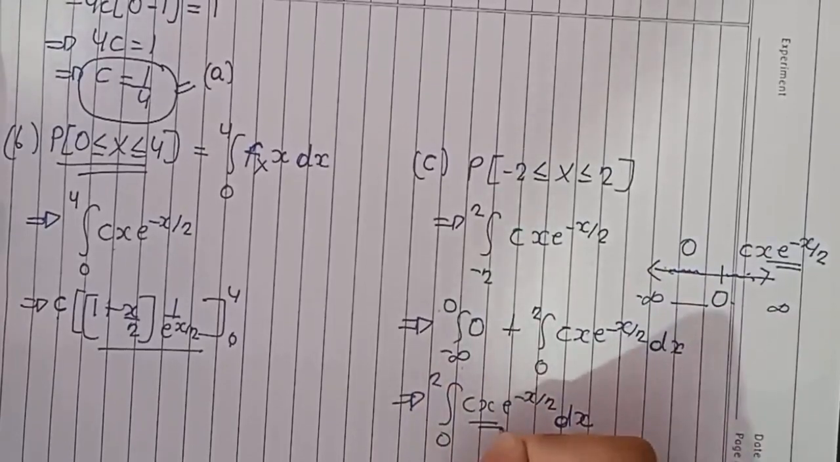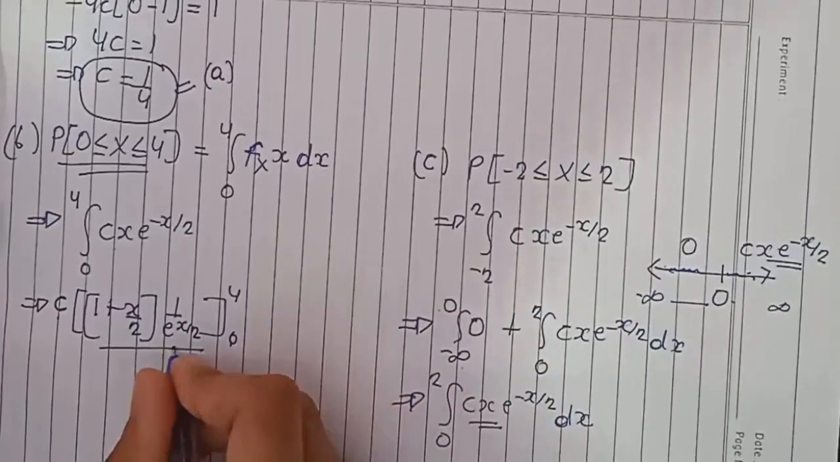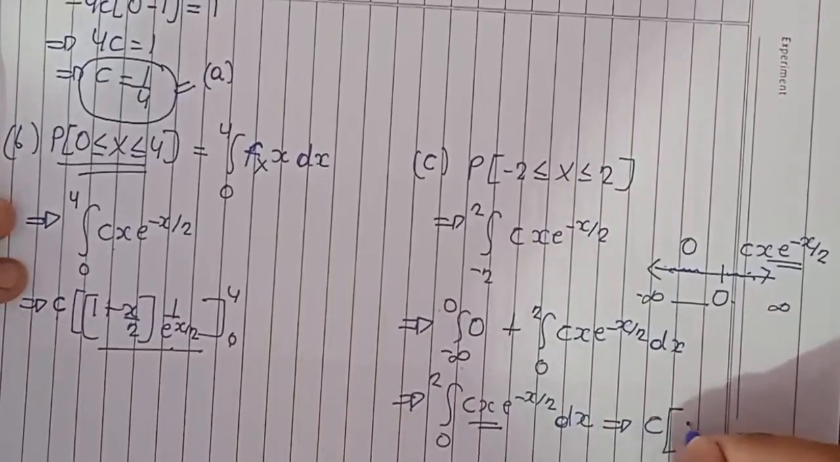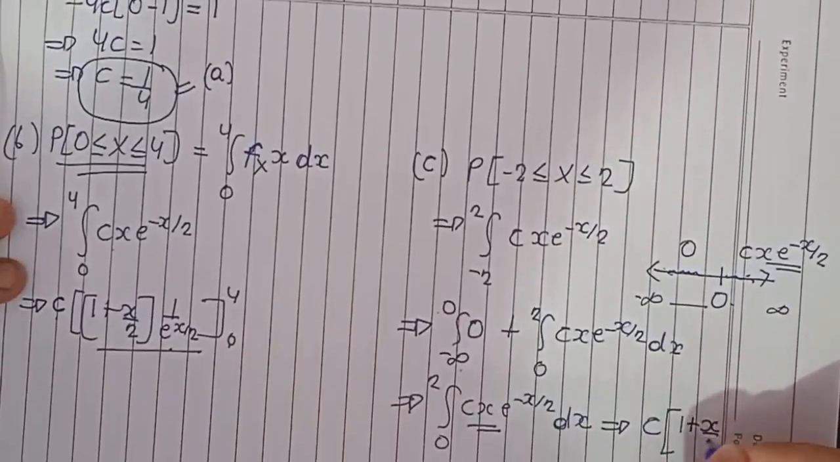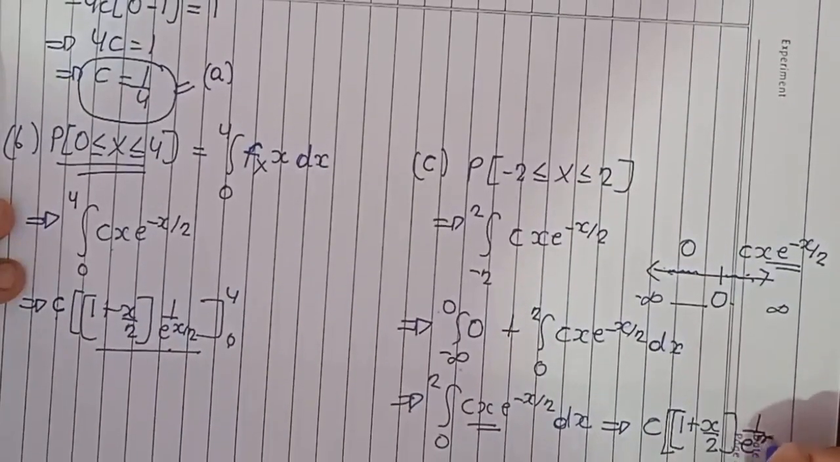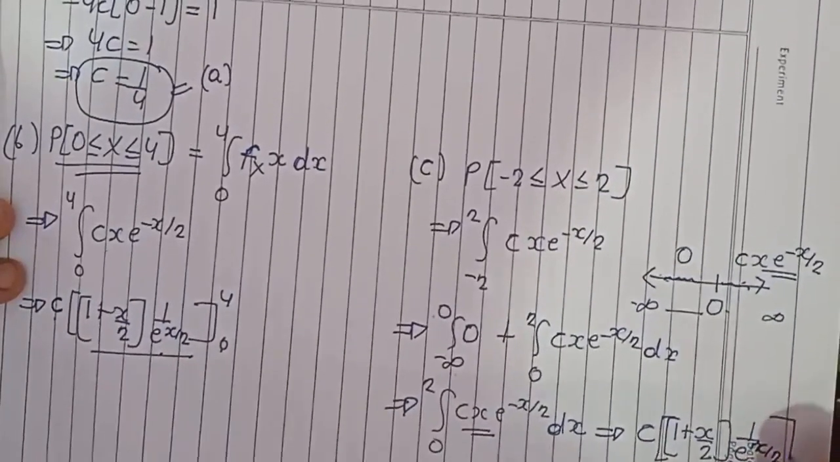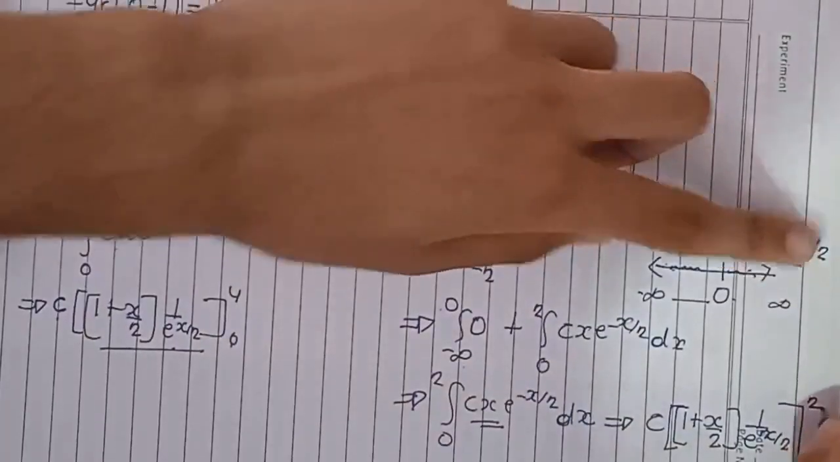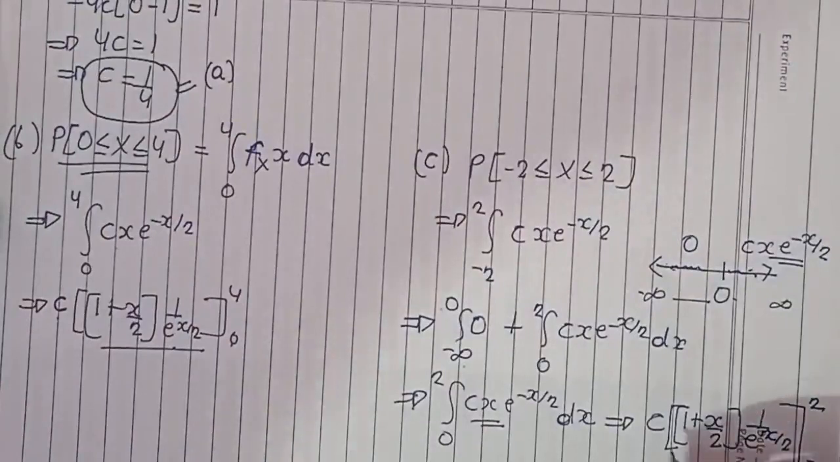And again you can use our previous integration to get the required result. Now again here you can put the value of c equal to 1 by 4 and use the limits to get your required answer.